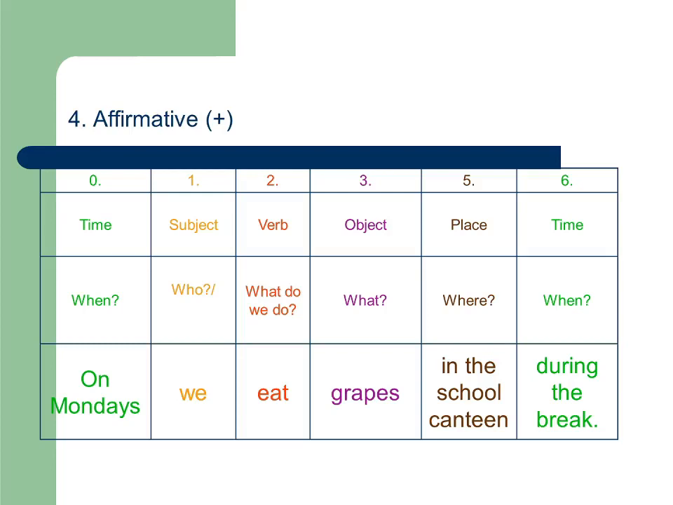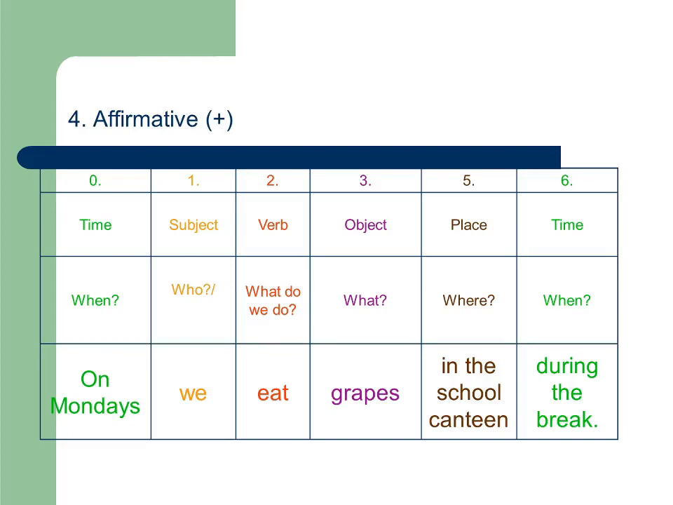See, where is the place? It is the school canteen. So this place is just coming before the time, the last time. This is the rule here. Monday time, subject, verb, object, place, time. You just make understand about this method, this pattern of time, subject, verb, object, place, and time. Then it will be very easy to grasp it. So, on Mondays we eat grapes in the school canteen during the break.